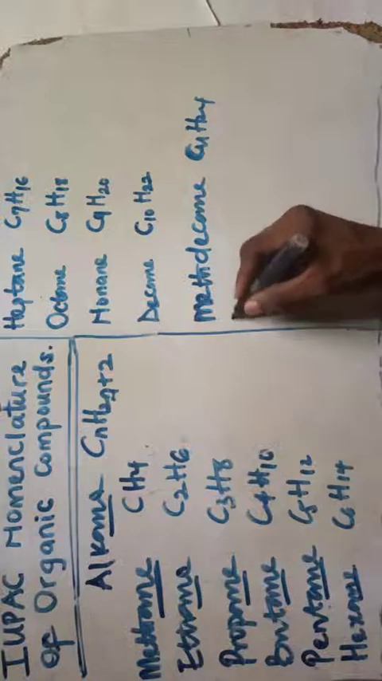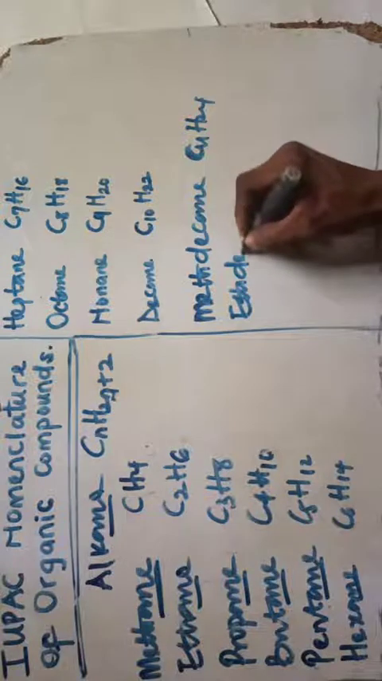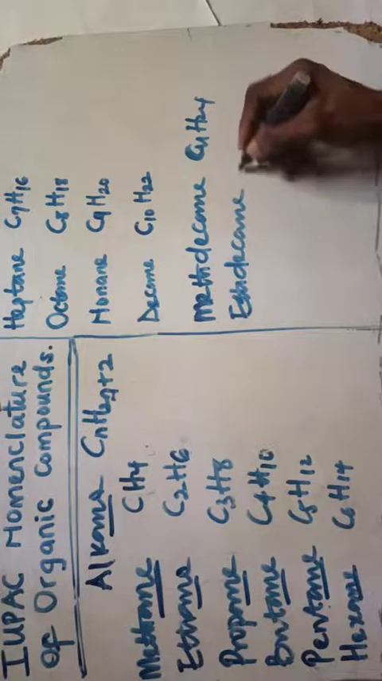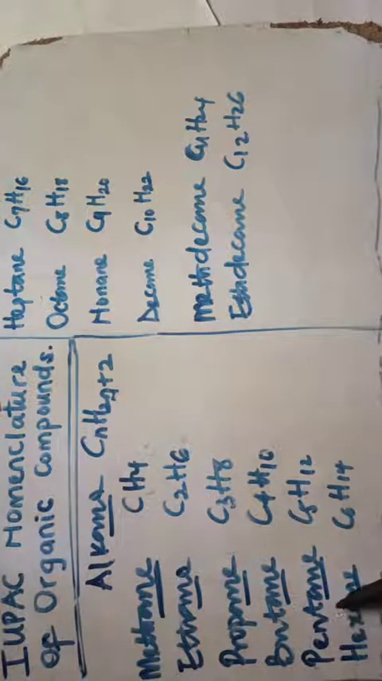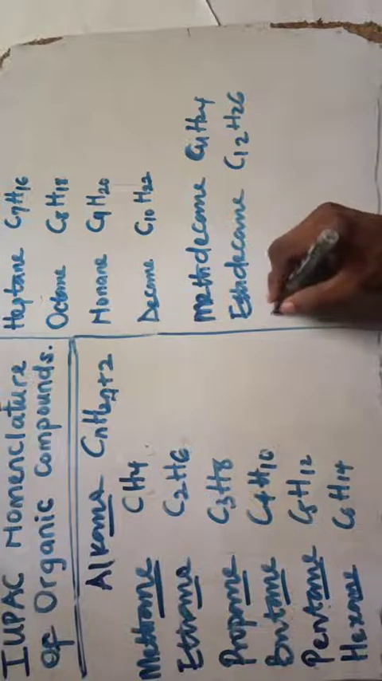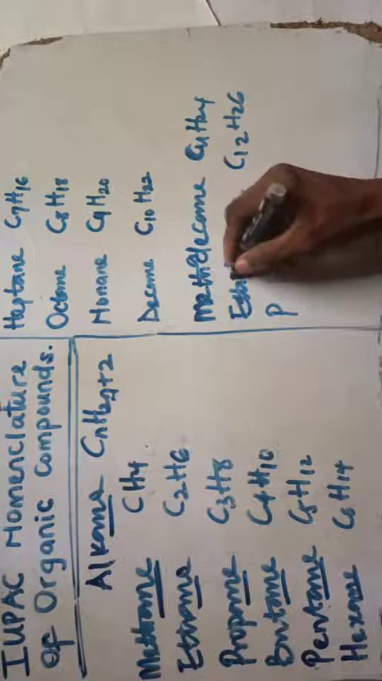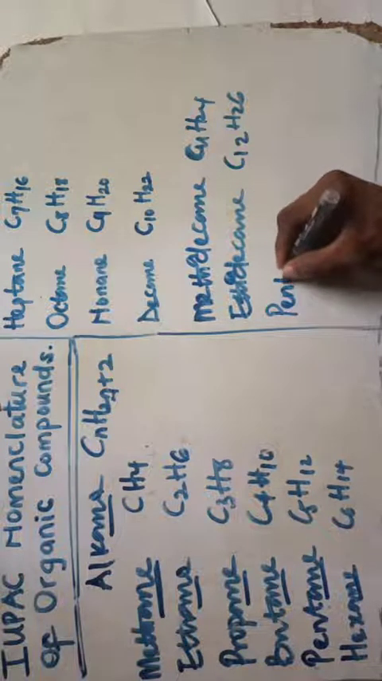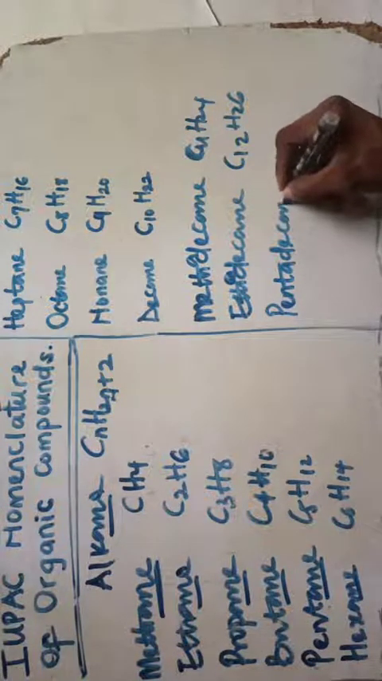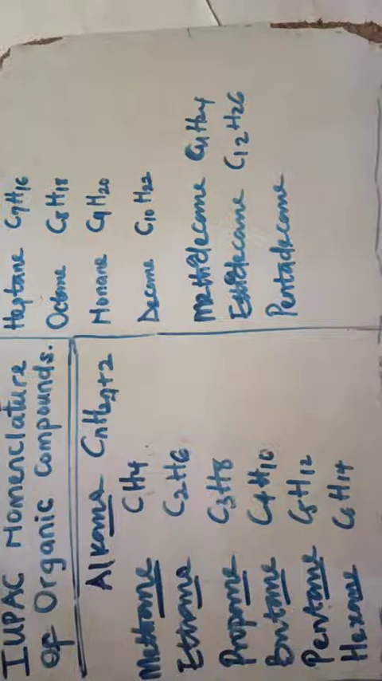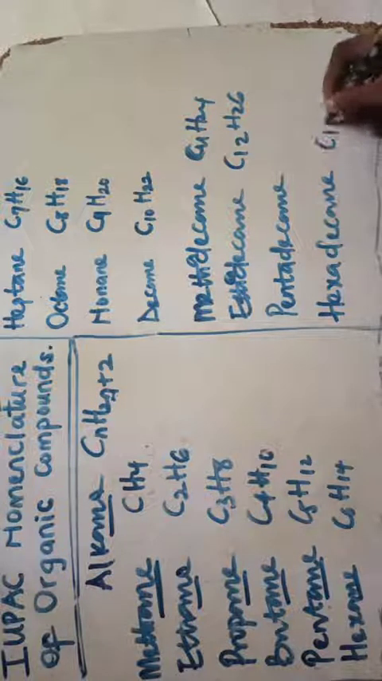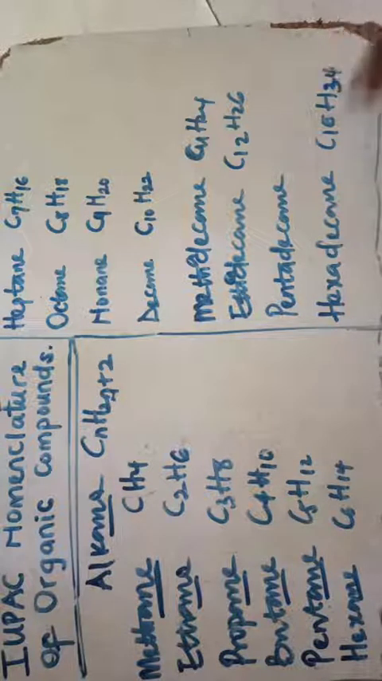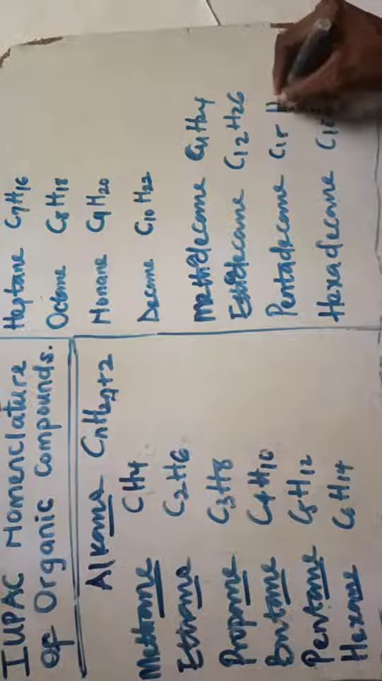So if I ask what will be the next one? It is ethadecane, and you have C12H26. If I want to go to 15, that is pentadecane. If I want to talk about 16, that is hexadecane, C16H34. Like that, for 15, C15H32.